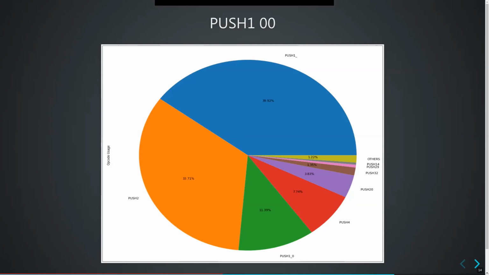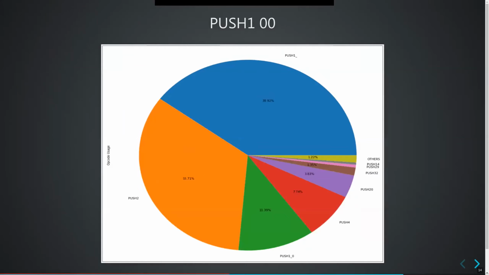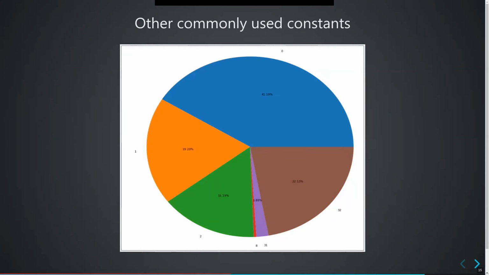This is specific for the value 0, but we also did some analysis on other commonly used constants. For example, 0, 1, 2, 8, 31, and 32. We see that 0 is the most common one. We have 1, 2, and 32 as also very commonly used.